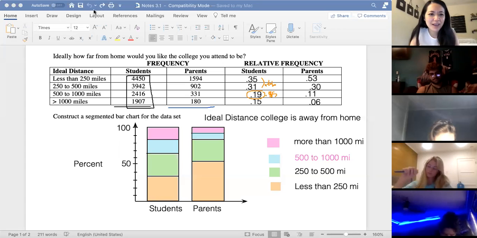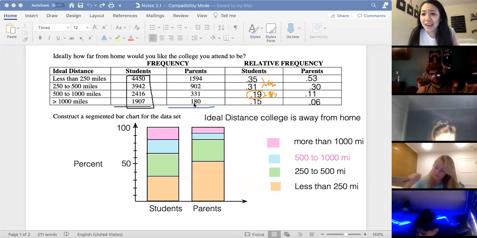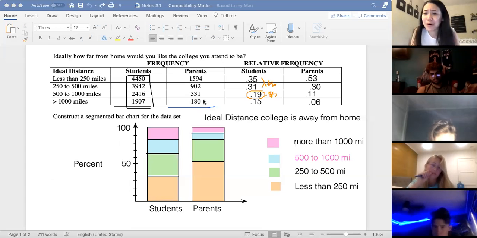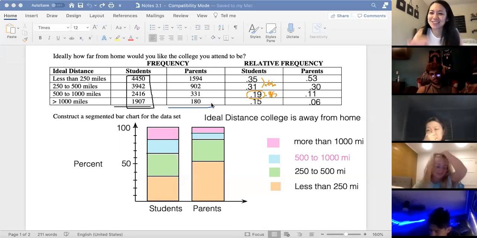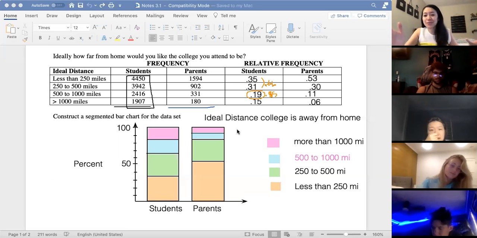Okay, awesome. What I think was kind of funny was the 180 parents who said, yes, ideally, my child will be more than 1,000 miles away from me when they go off to college. I would love to talk to those parents to see why. Okay, so that is your segmented bar graph, guys.